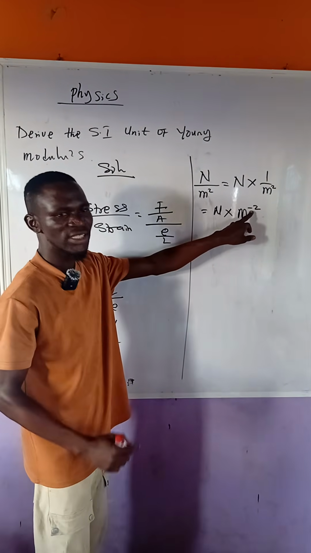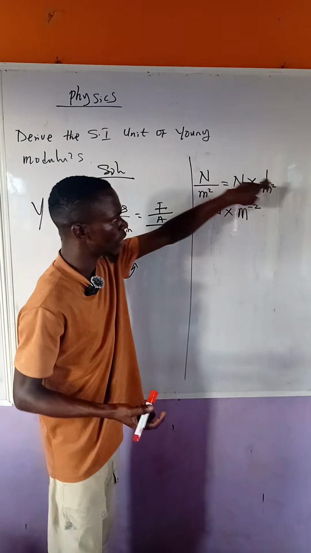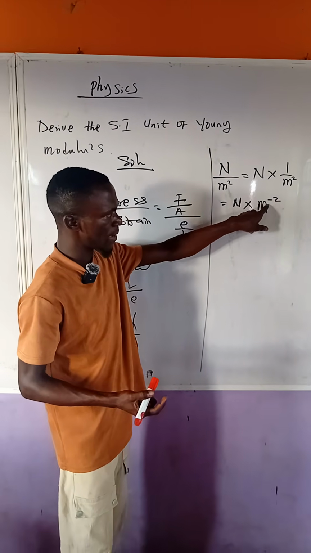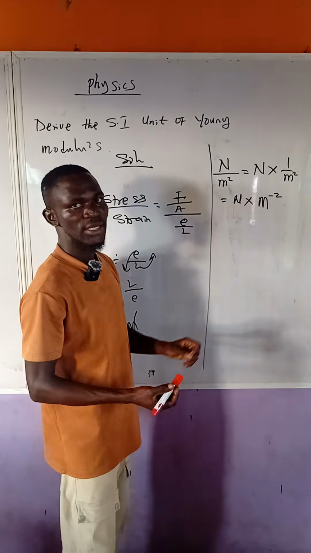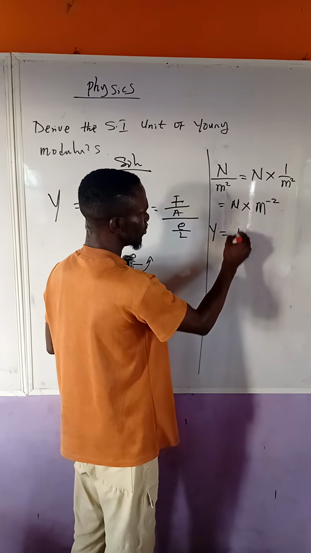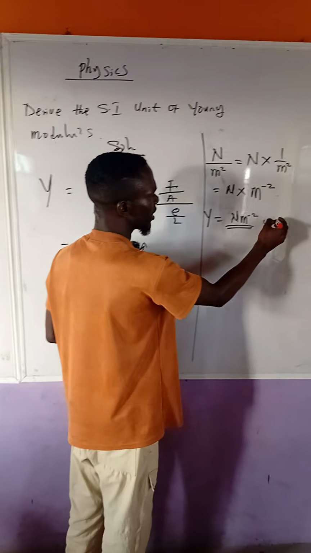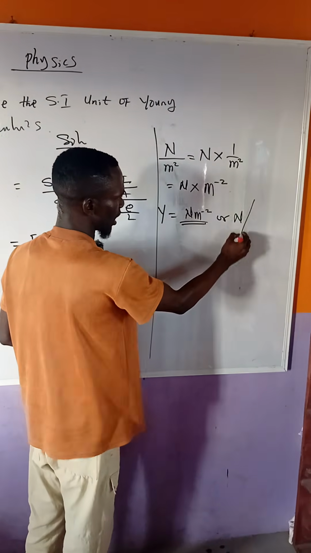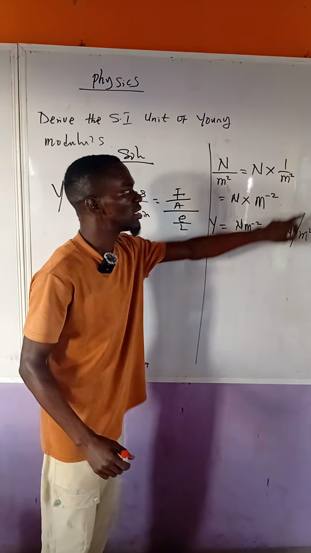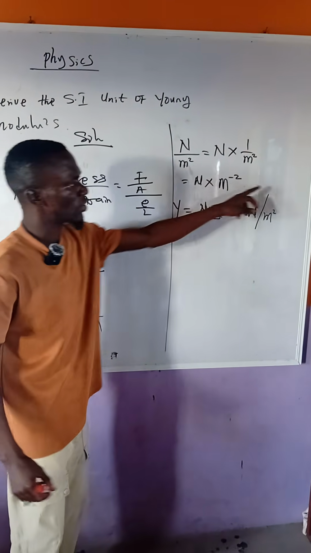The minus is the negative law of indices, which changes to a fraction, 1 all over. The square here is the power of m. So the Young modulus equals Newton per meter square, or it can be written as Newton slash m square. This slash means the division sign, which is the same as the fraction line here.